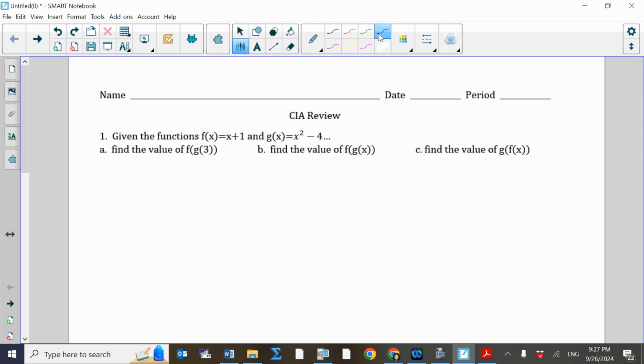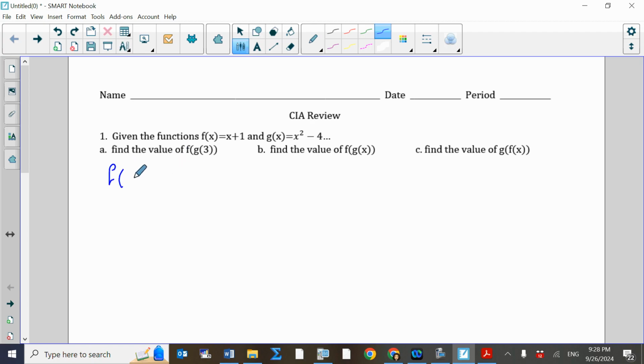Hi everyone, we're going to work on CIA review. I'm going to work on some of the questions for you. The first one, f of x is given x plus 1 and g of x is given x squared minus 4. We want to find f of g of 3.